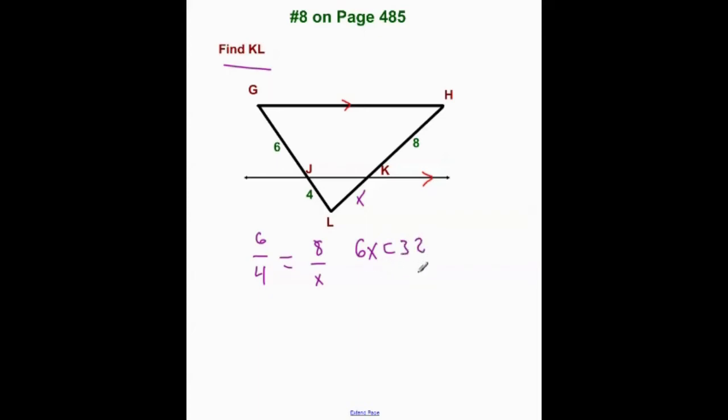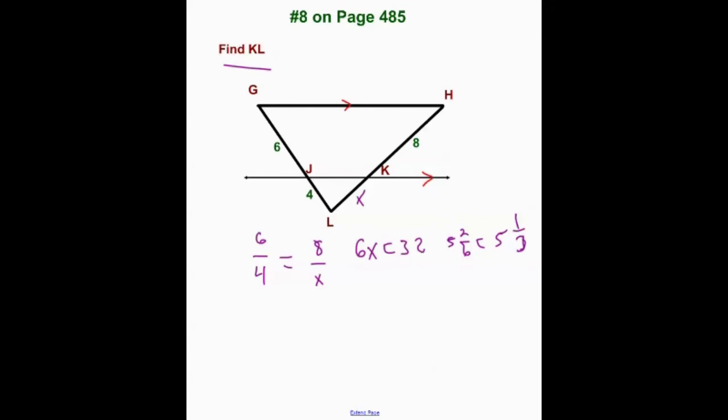And I'm going to divide by 6 on both sides. So 6 goes into 32 five times. Gives me 2 left over. So 5 and 2/6, which is equal to 5 and 1/3. So this length right here is 5 and 1/3. That is a 3. Promise, promise.